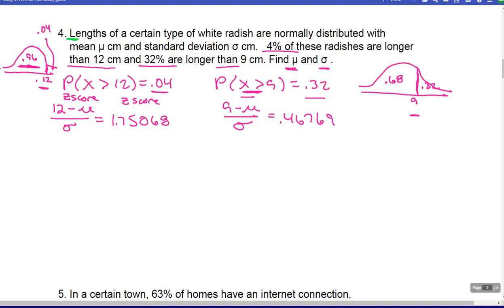Okay? Now, what do you think I'm going to do now? You're going to multiply both sides by the standard deviation. Yeah, here's what I'm going to do. 12 minus mu is equal to 1.75068 sigma. And I'm going to do the same thing over here, right?